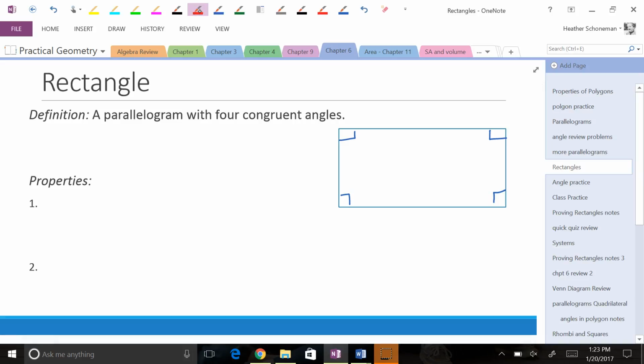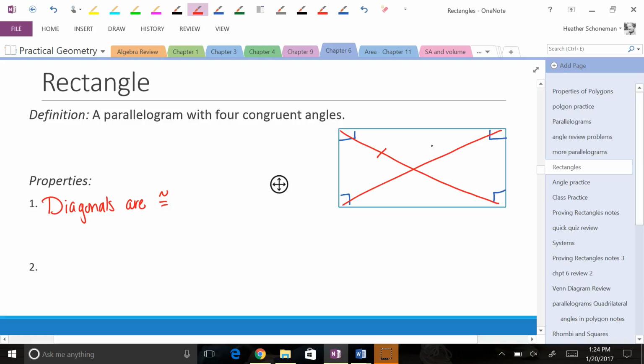That's the definition. As far as the properties are concerned, the first one is that the diagonals are congruent. So because it's a parallelogram, they bisect each other, but now we know they're congruent. So when we draw in the diagonals, not only do they cut each other in half, but because they were the same size to start with, all 4 of these are now going to be equal in the rectangle. Now, as you can see, when we draw on the diagonals, it creates 4 triangles.